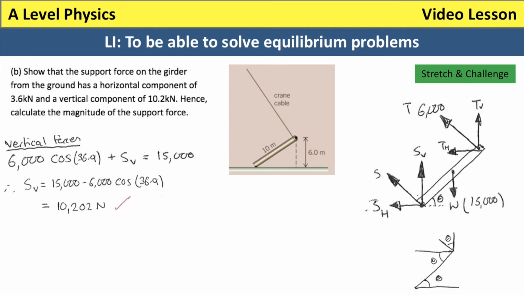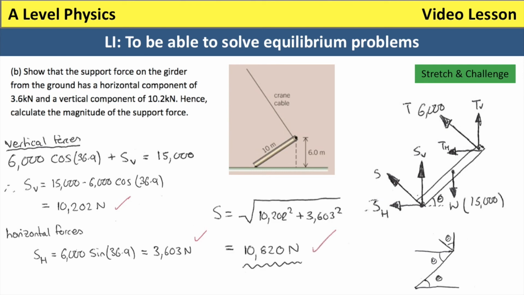We then apply similar logic to the horizontal forces. The only horizontal force in this case that we know is the horizontal component of the tension, which is going to be 6,000 sine 36.9. So that has to be equal to the horizontal component of the support force. So therefore we can say the horizontal component of the support force is 3,600 newtons.